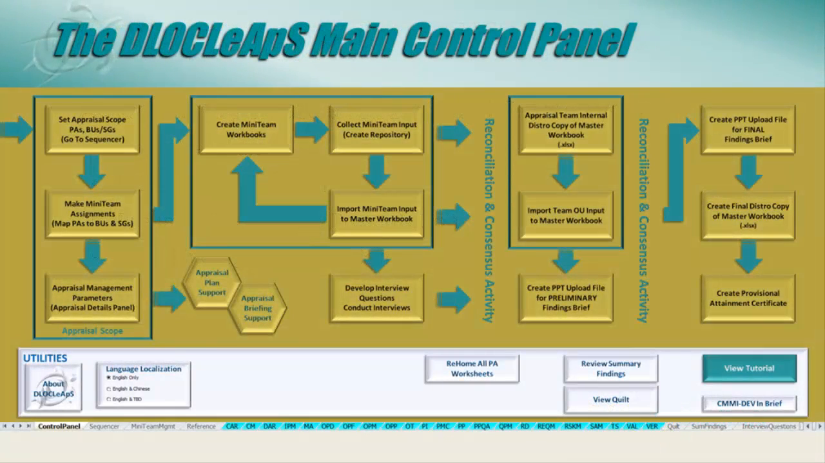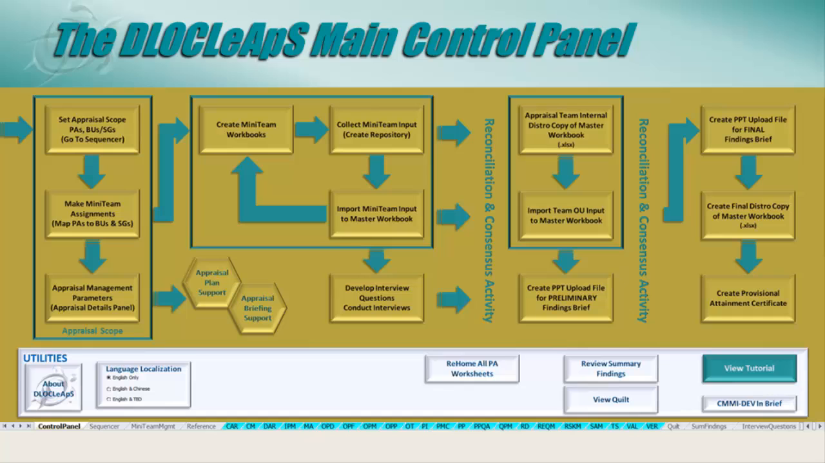DLOCLeAPS is driven from its main control panel and subsidiary panels. The main control panel is laid out according to the general flow of a DLOC appraisal, essentially in the order we expect you might conduct the work. In subsequent modules, we'll elaborate on the use of the individual procedures reflected in the main control panel and its subsidiary panels.